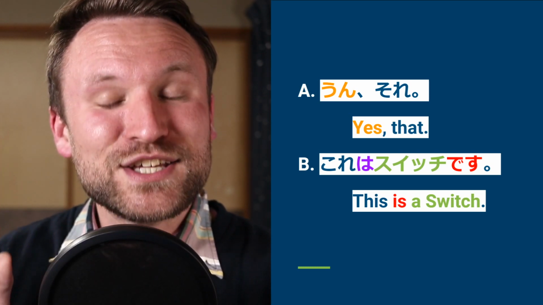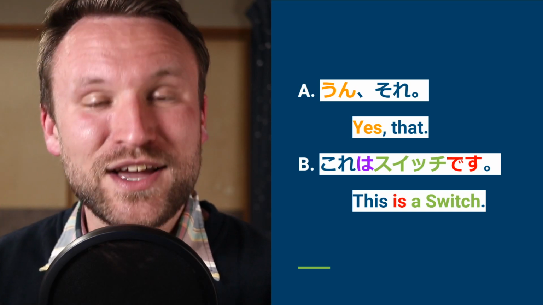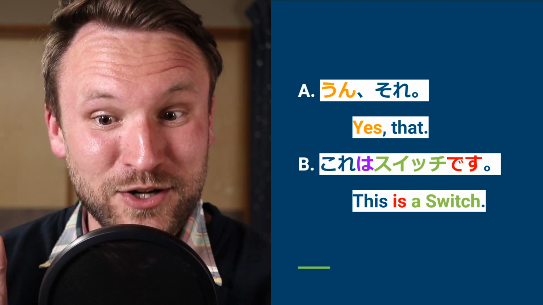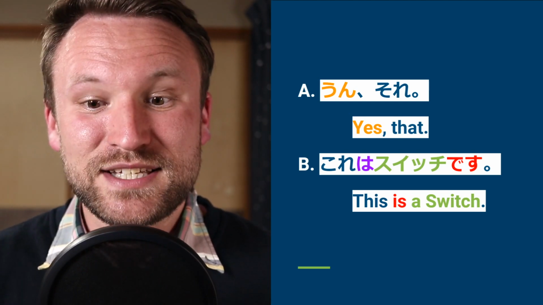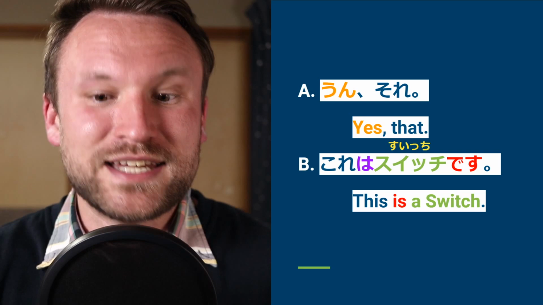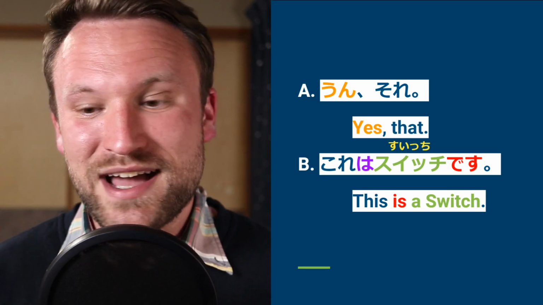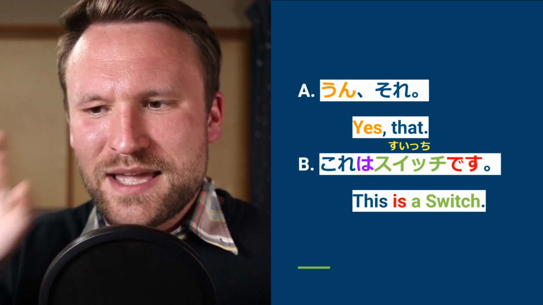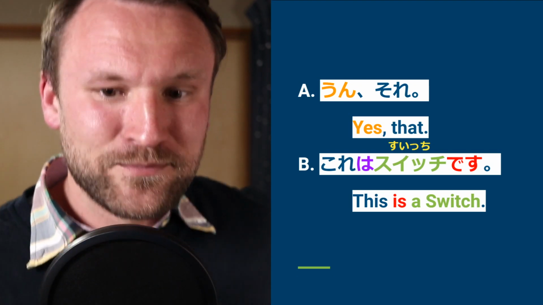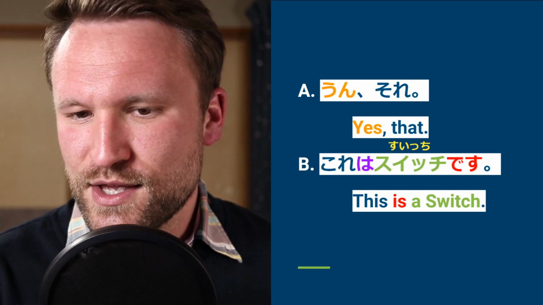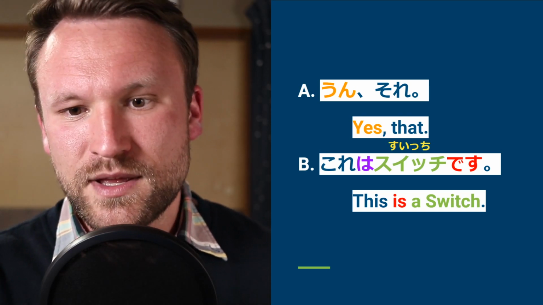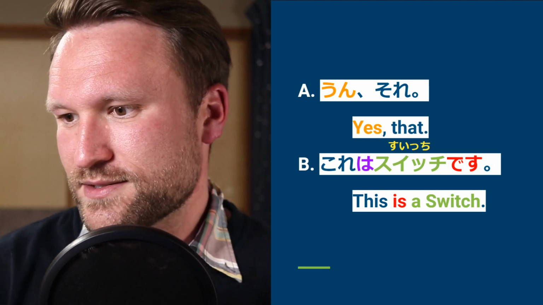これはスイッチです。これ, so this は, I'm talking about this with the topic particle は. スイッチです. Switch is the Nintendo Switch. So this is a Switch. これはスイッチです. And I meant to actually be holding the Switch when I said this to you guys, but it probably wouldn't show up in this little screen anyway. これはスイッチです. So before we move on to the next section, that's the conversation. Does anyone have any questions?